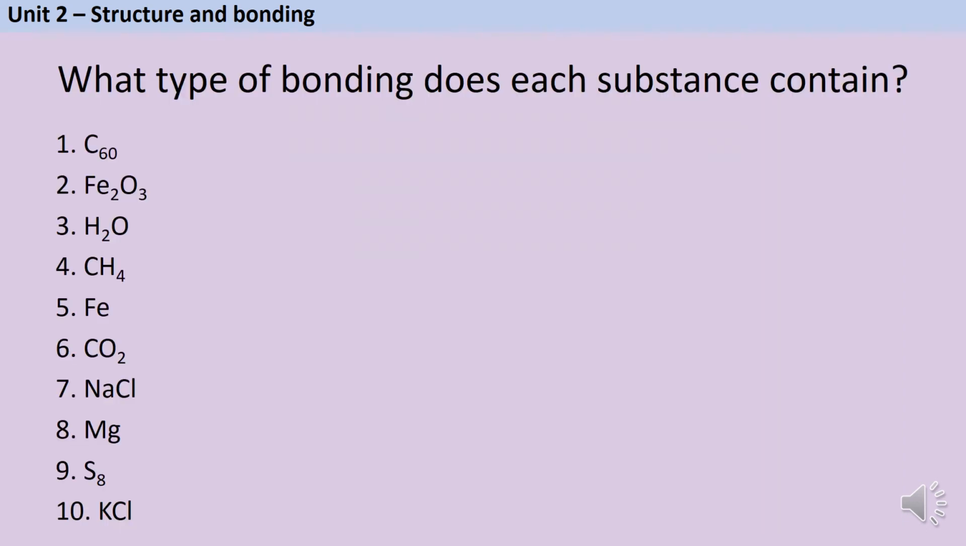So to complete this progress check, you are going to need access to a copy of the periodic table so that you can spot whether the elements involved are metals or non-metals. But now is an opportunity to pause the video and check that you've understood how to identify the type of bonding in a particular substance.